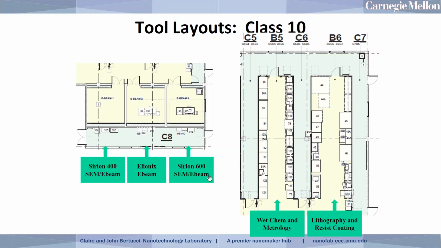Jumping over to the 3 E-beam rooms, we have FEI Sirion SEM tools in room number 1 and room number 3. These two systems are very similar to each other. And in the center E-beam room, we have our Elionix 100 kV system that was installed newly with the facility.